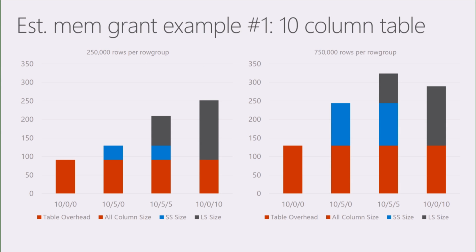Now, I'm going to show you some examples of how this might impact you. So here, on the left, we're targeting 250,000 rows in a row group. And here, we're targeting 750,000 rows in a row group. Now, why did I pick these two numbers? The first reason is that the maximum number of rows in a row group, as I'm sure many of you know, is 1,048,576 rows in the row group, and that is per partition per distribution. It's a very long sentence.